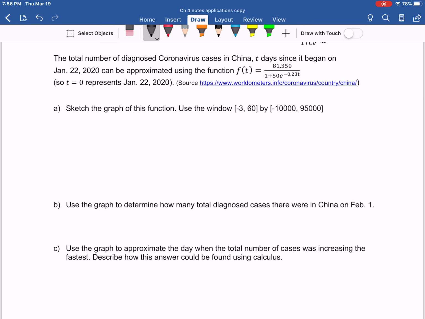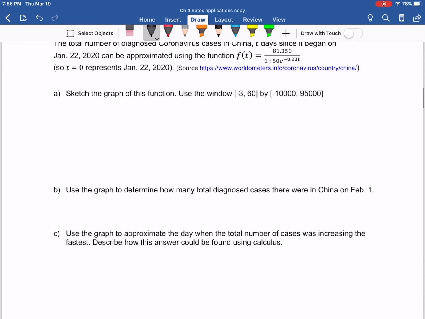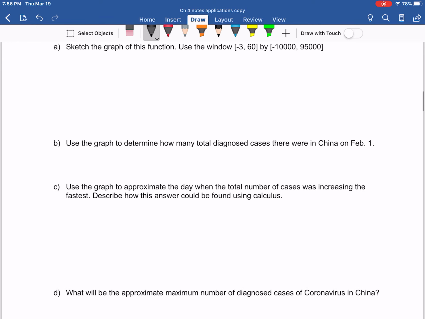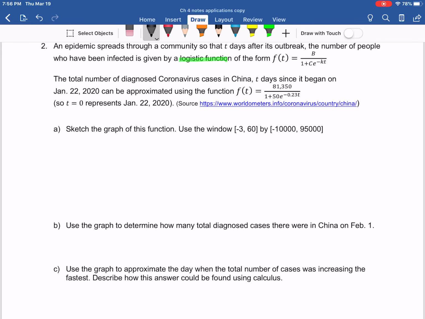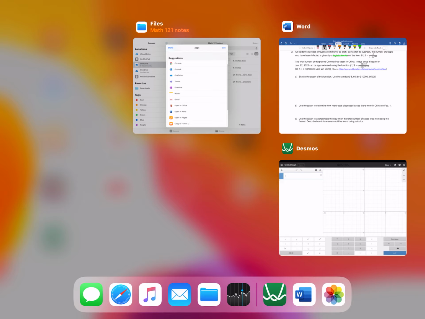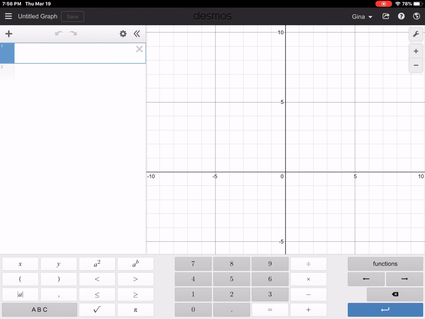We're going to use the graph to figure out how many total diagnosed cases there were in China on February 1st, and so on and so forth. So I'm going to try to pull up the graphing calculator on my device and see if we can get this to show. Let's see. Bear with me.